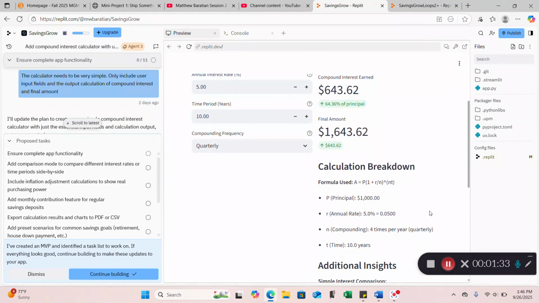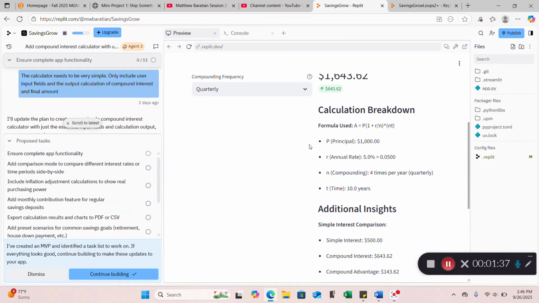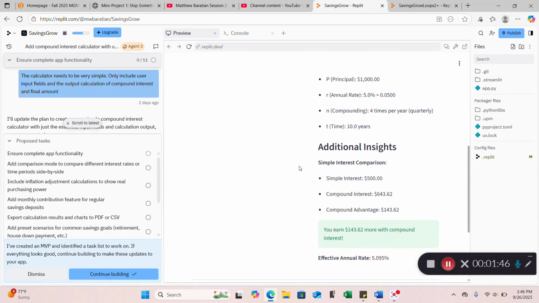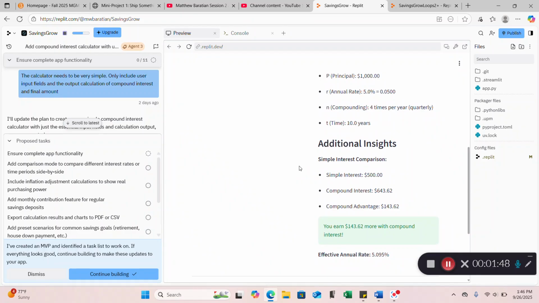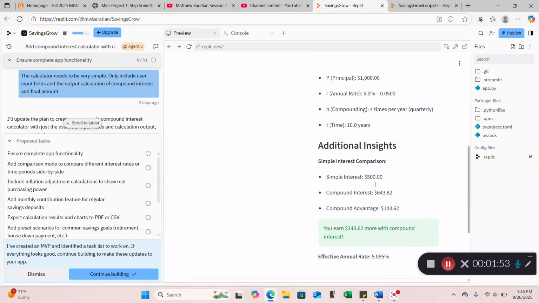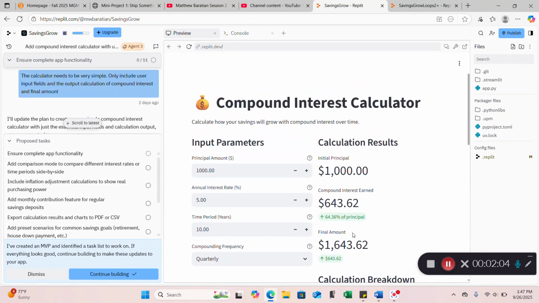What's nice here too is we also have a calculation breakdown. So with this, it just tells us the formula that's being used through the calculations, being principal, annual interest rate, your compounding, and also your time. There's some additional insights here for the simple interest comparison that can be useful. Simple interest in this case, with the numbers up here, being 500, the difference of that would be 143.62 with compound interest being 643.62, and it gives you your effective annual rate.